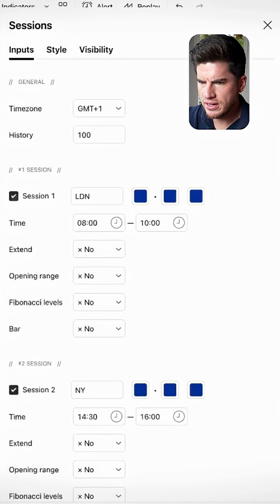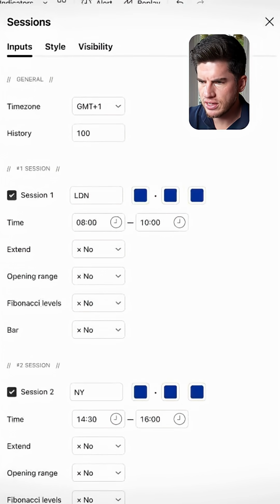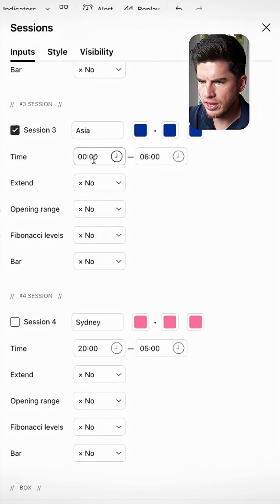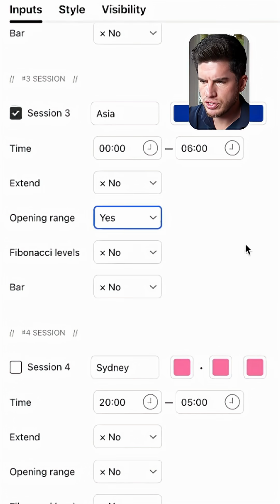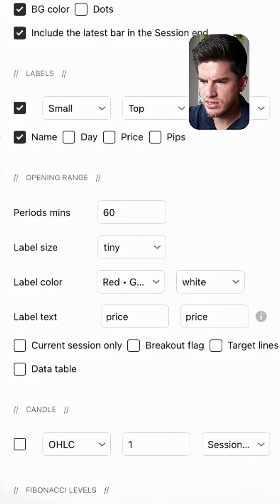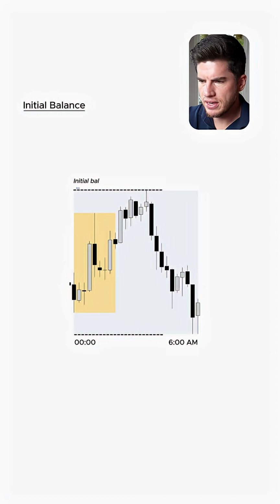Once you've downloaded the indicator, I want you to open up the settings, input your Asia session, which is from midnight till 6 a.m. That's in British Standard Time. Turn on opening range, then scroll down to the range settings and make sure it's set to 60. Click OK, and then the indicator shows the first hour of the Asia session, which is the initial balance.